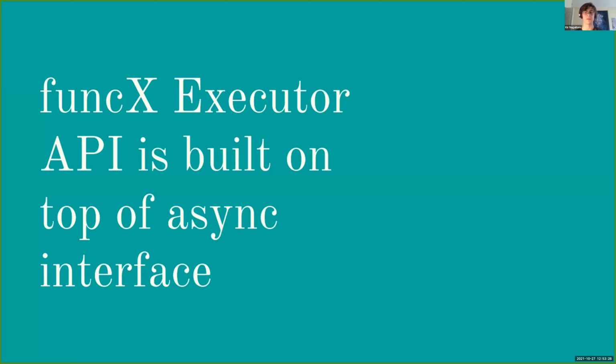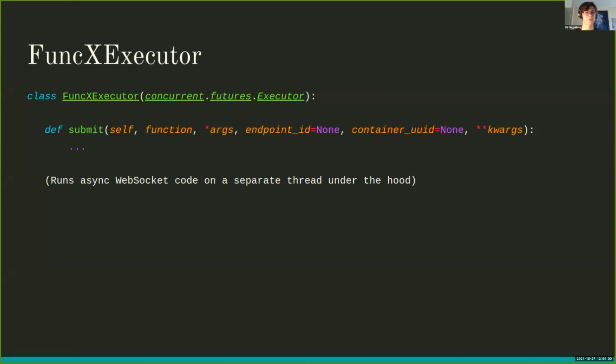Now, what I think will be more useful to most people is the funcX executor, which is built on top of the async interface. And as we'll see, the funcX executor uses the async interface internally, running the WebSockets under the hood on a separate thread. So let's take a look at this funcX executor class real quick.